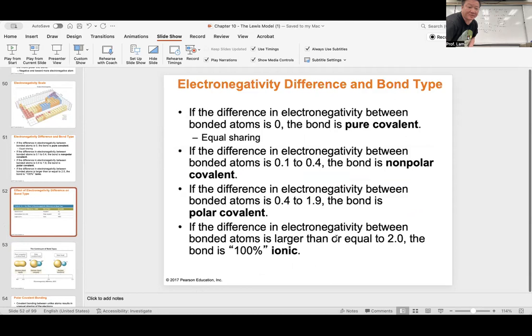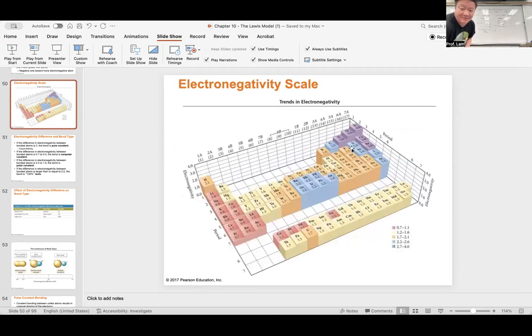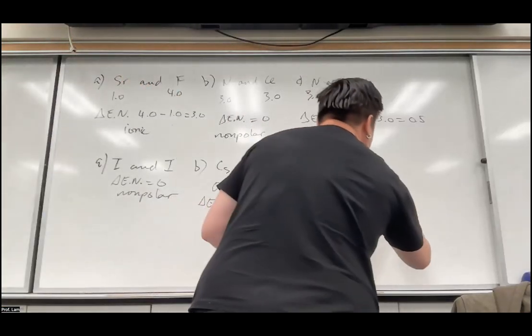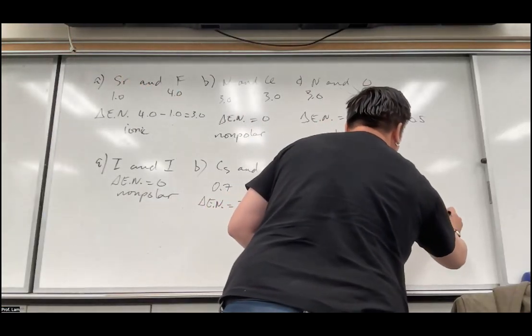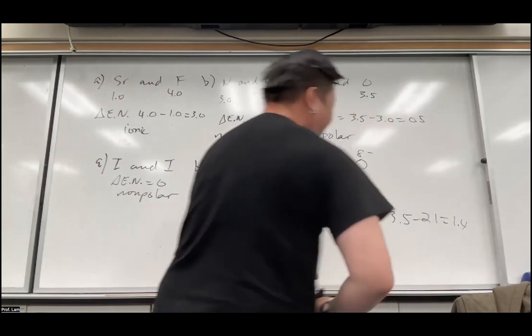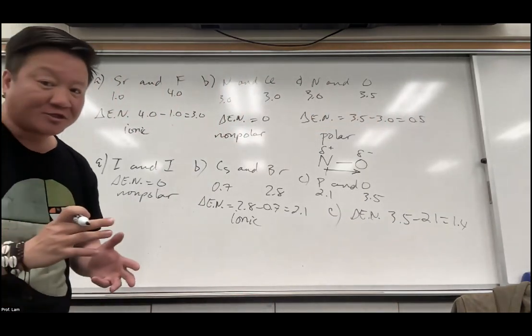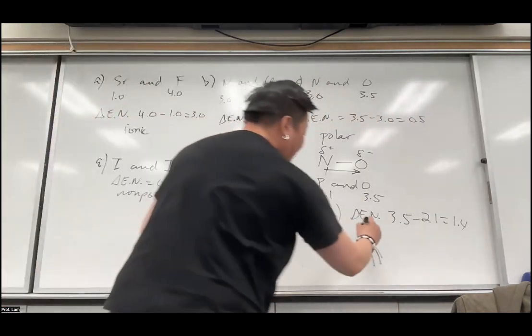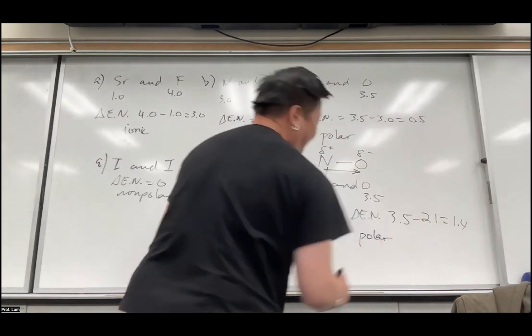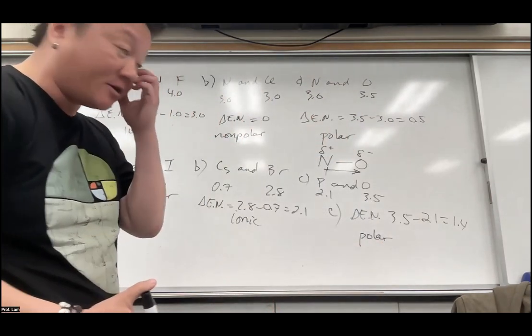And then the last one, between phosphorus and oxygen. We look up phosphorus, which is 2.1, and oxygen is 3.5. So the delta EN there is 3.5 minus 2.1, which is 1.4. 1.4 is below 2 but above 0.4, so this is a polar bond. We have unequal sharing here.